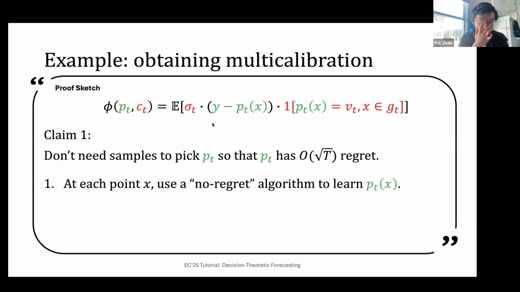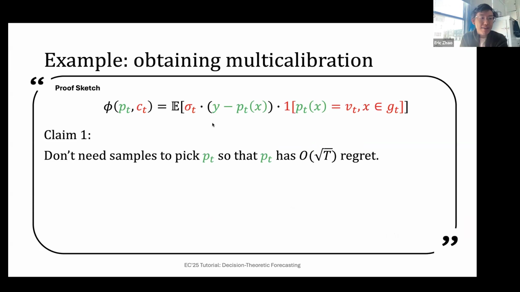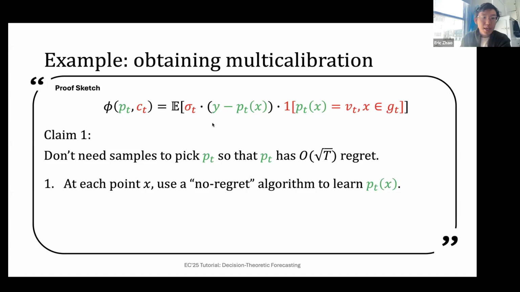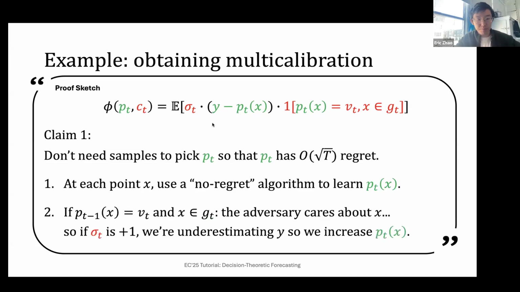And again, I won't cover the proof formally, but the reason why you can have this magic where the learner doesn't actually need to see data points is that I can run this algorithm where for every different point in my domain, I have a no regret algorithm learn what my prediction should be. And let's say that my adversary has fixed a choice of level set and a subset of the domain.